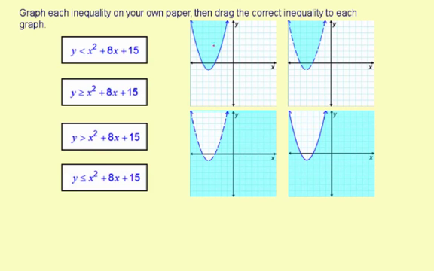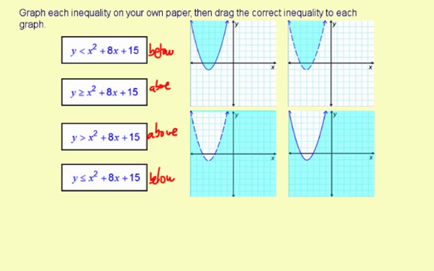All we need to do is determine whether we want a dashed line or solid line, and determine whether the shading should be above the parabola or below the parabola. Now, when you have y is greater than or equal to, that means the shading is going to be above the parabola. So this one's going to be above, and this one also above. And y is less than or equal to is going to be below, and y less than is below also.